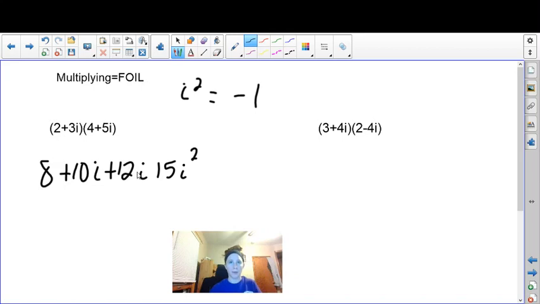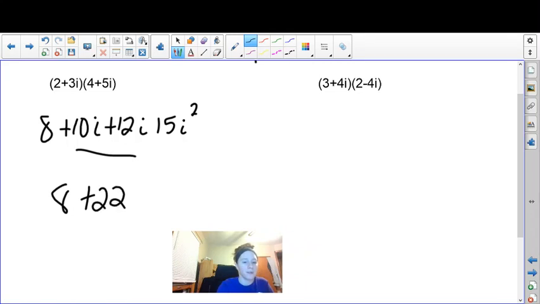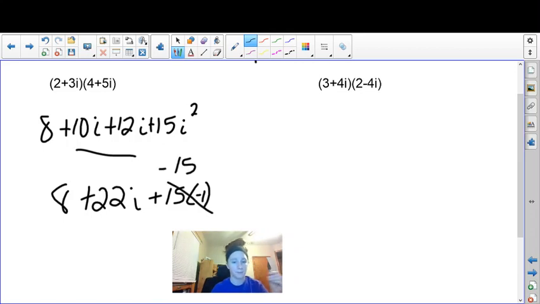So let's go ahead and combine like terms and simplify. 10 and 12 put together give me 22, so I have 8 plus 22i. There's a plus there. Plus 15 times -1. Now we know 15 times -1 is going to give me -15. So I essentially have 8 minus 15 there. 8 minus 15 gives me -7, plus 22i.